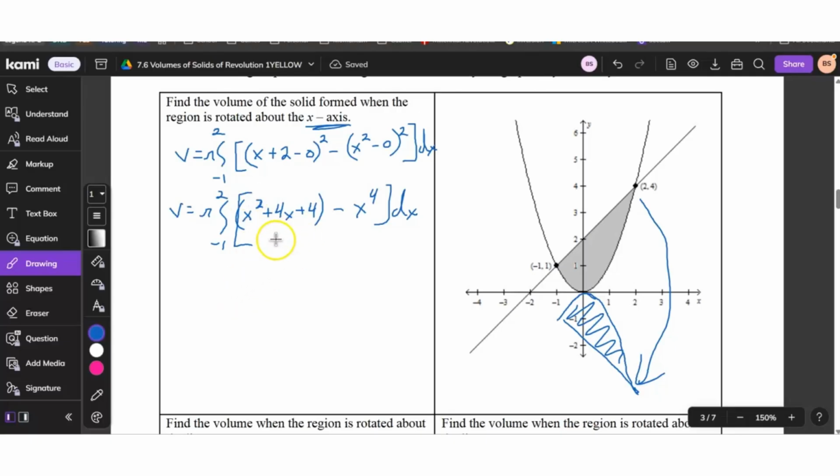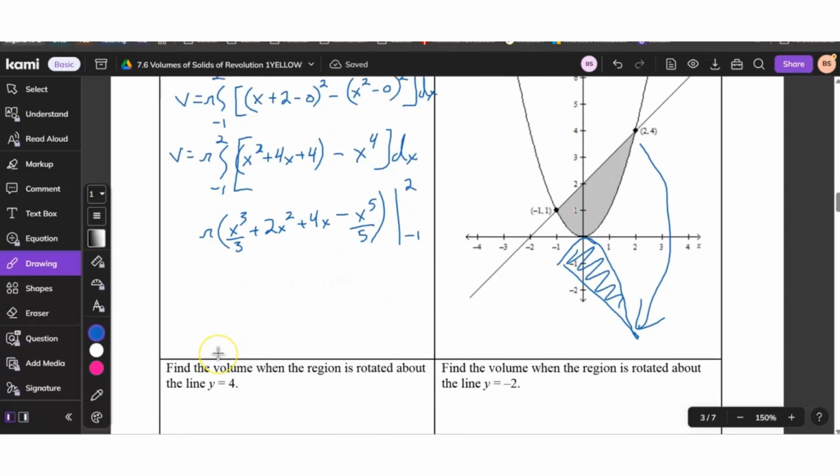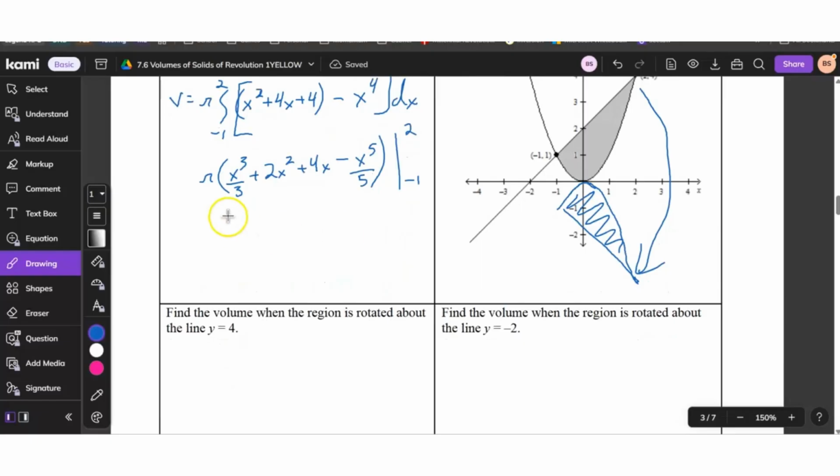Now, can I integrate that easily? Yeah. Absolutely. So this is going to be pi times x cubed over 3 plus 2x squared plus 4x minus x to the 5th over 5. I guess technically plus c, but I'm not going to bother with the plus c because we have bounds. And anytime we have bounds, remember the constant just disappears. And then I just need to plug all that in, right?